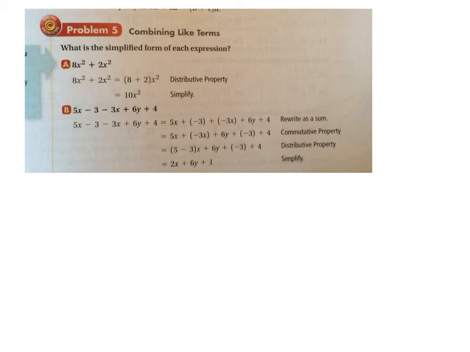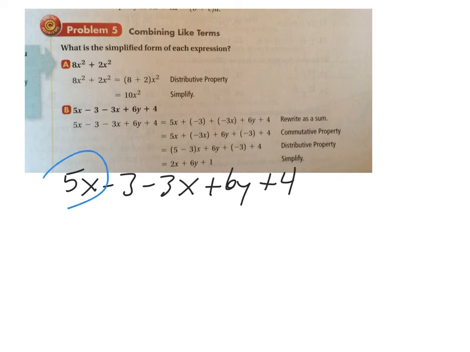Now, on this next one, the way I like to do this is I'm going to write it out first. We have 5x minus 3 minus 3x plus 6y plus 4. I'm going to go ahead and make some comments about the like terms here. 5x and negative 3x are like terms. Notice the sign in front goes with it. Negative 3 and 4 are like terms. There's nobody like the 6y. Sorry, it's kind of lonesome.